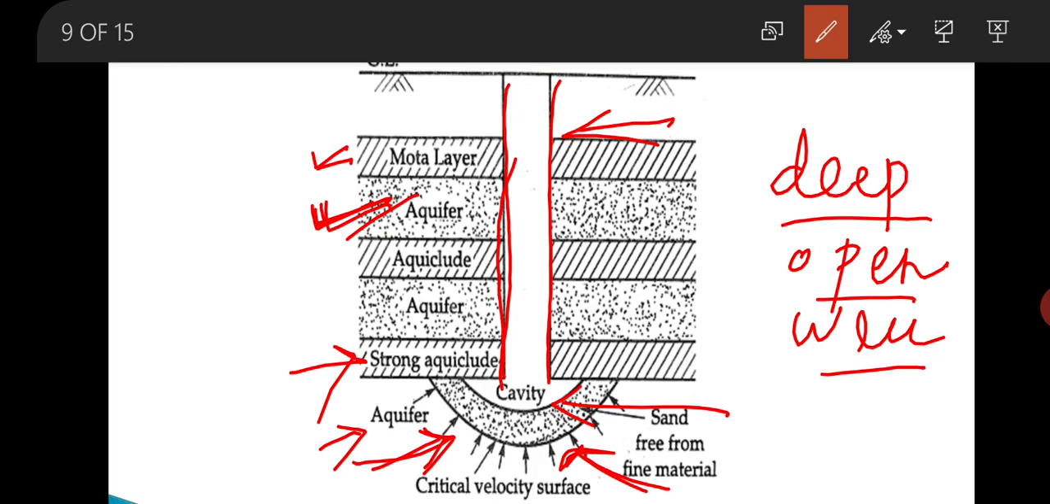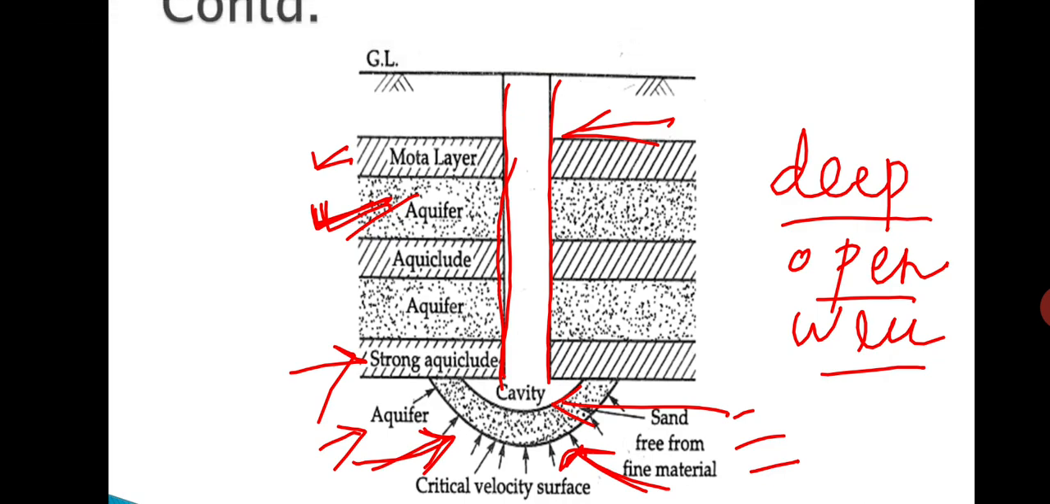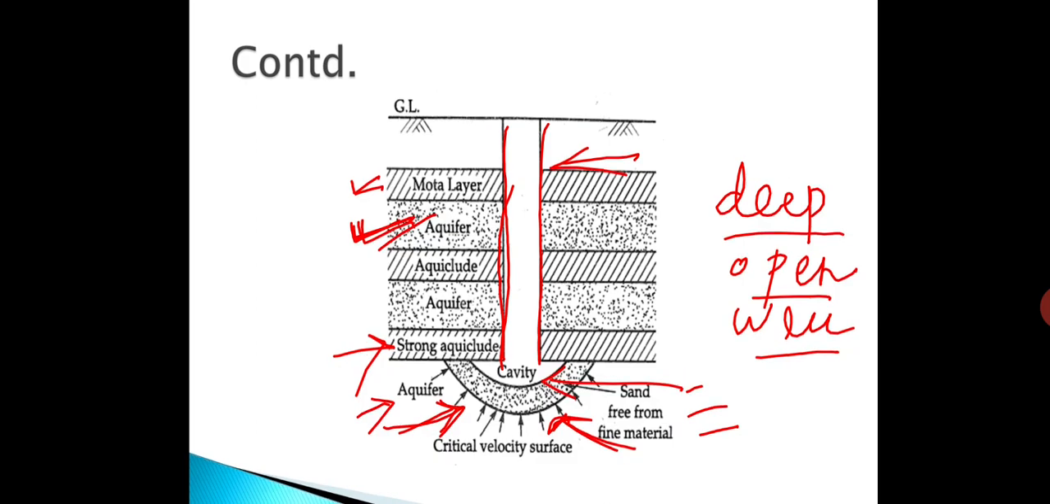In the initial stage of pumping, the fine sand which is present in the aquifer will enter into the well. But as time passes on, we will get clean water. Therefore, this cavity type tubewell can be used only for small supplies, particularly for domestic water supplies. Okay, so this is all about the cavity type tubewell.